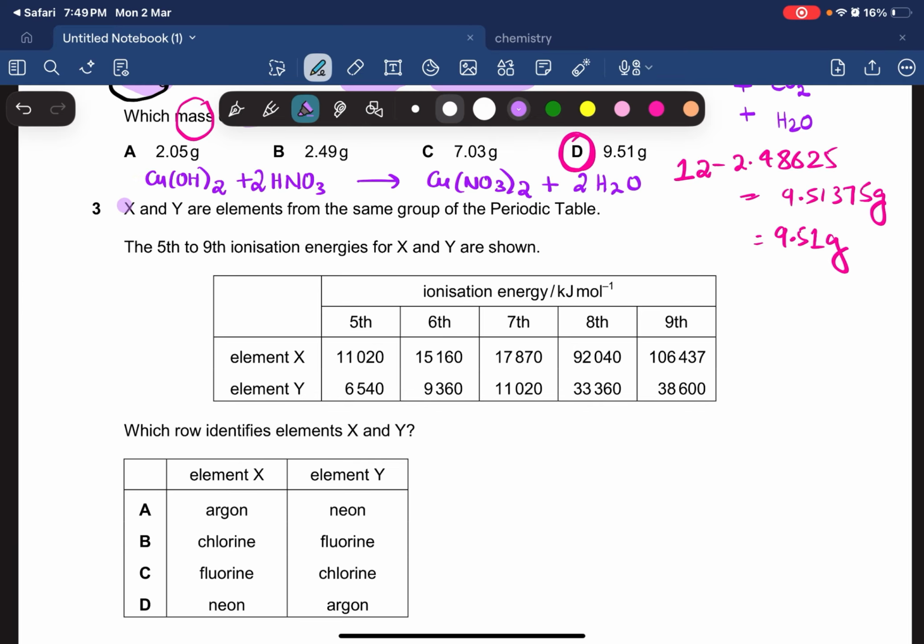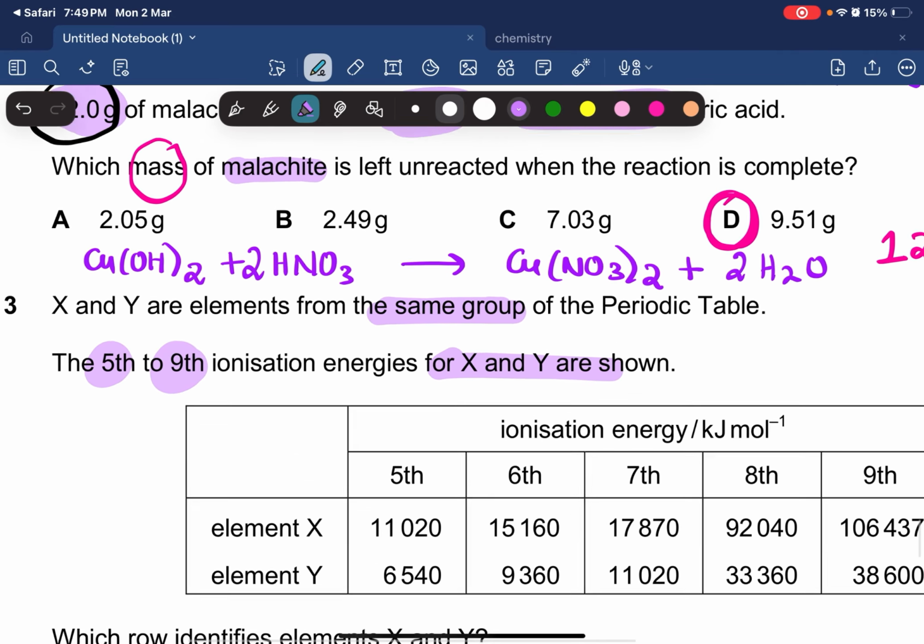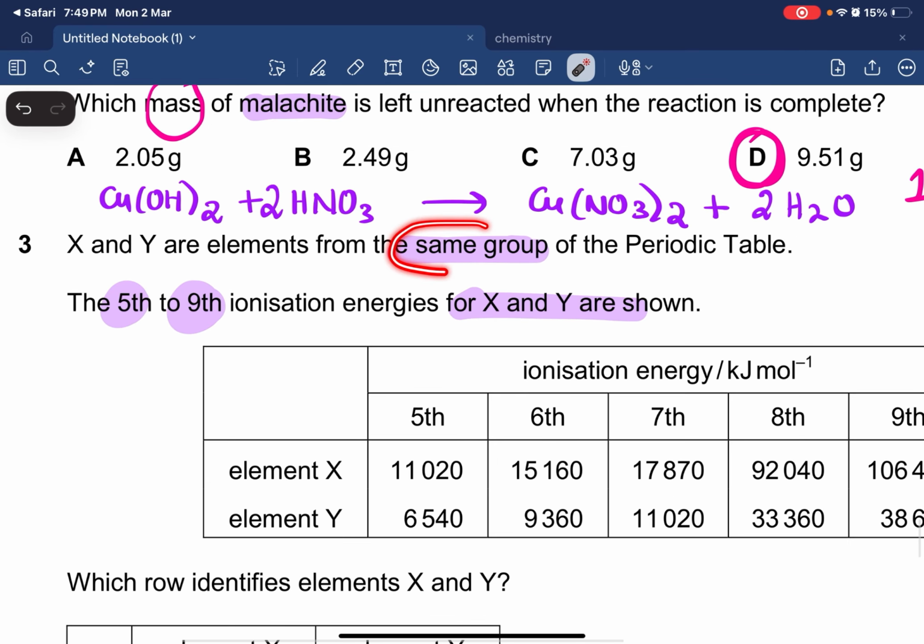Next, X and Y are elements from the same group of the periodic table. The 5th to 9th ionization energies of X and Y are shown. So when we know that they belong to the same group, we know that the big jump is going to be at the same ionization energy, because when you're in the same group, you have the same number of electrons in your valence shell, and when you have the same number of electrons, the big jump is going to be the same.